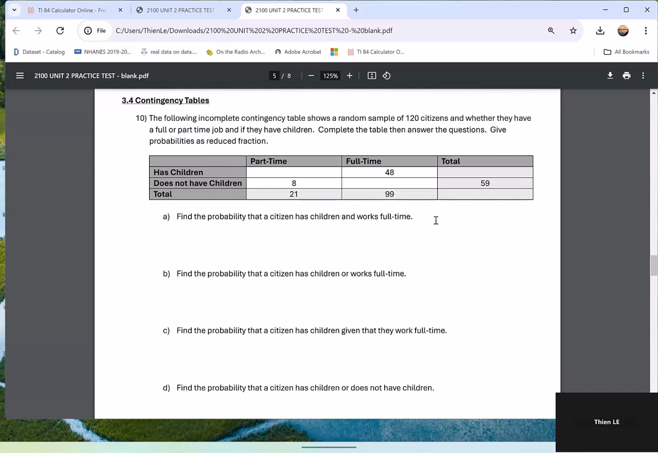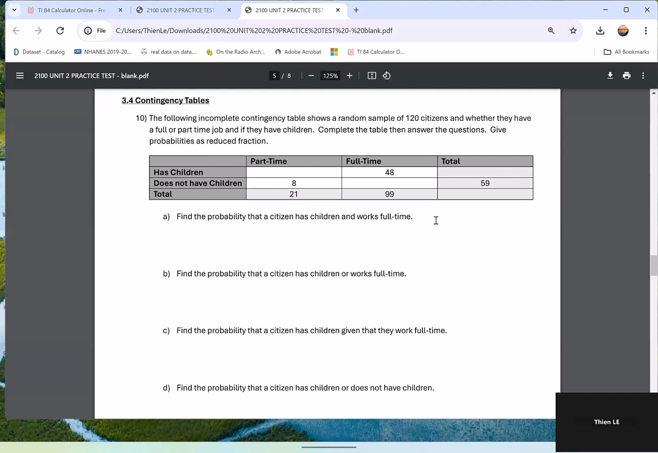Now let's move on to the contingency table. We have the following incomplete contingency table showing a random sample of 120 citizens, whether they have a full-time or part-time job, and if they have children. Complete the table and answer the questions below. Give probability as a reduced fraction. In this case, we have an incomplete table, so your job is to fill it first, before you can do anything.